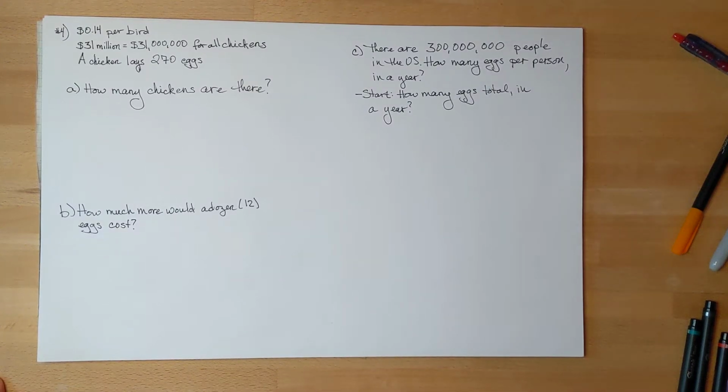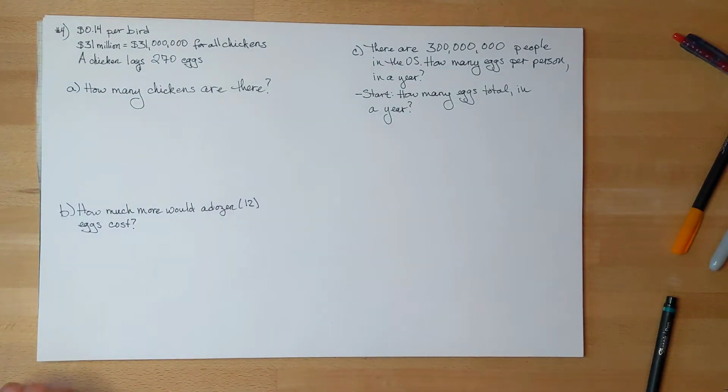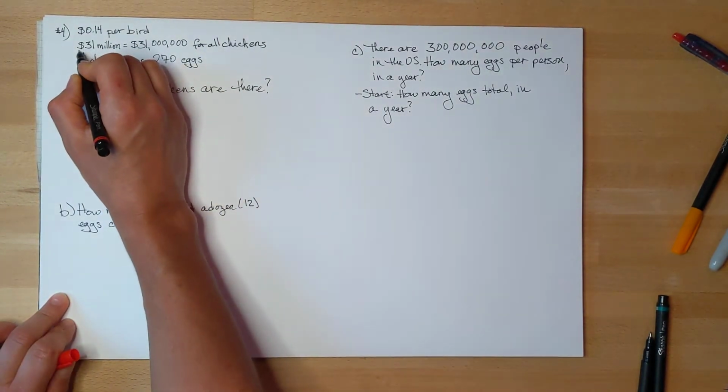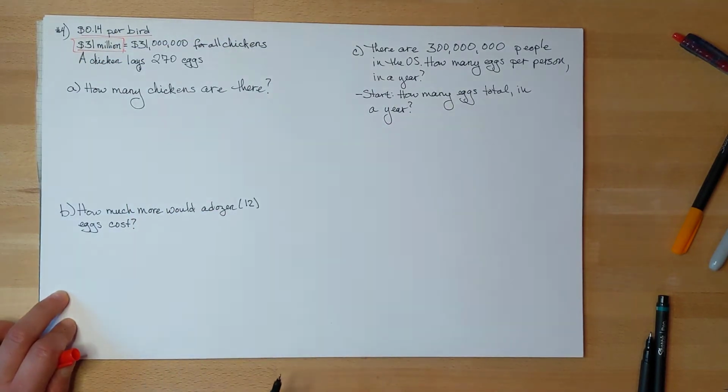Now let's look at problem 4 from the review problems. That's the chicken one. So we've got the situation where it costs 14 cents per chicken to vaccinate the chicken. If you vaccinate them, then their eggs will not be infected. You are told the total amount of money that it would cost to vaccinate all the chickens in the country, in addition to this 14 cents per bird.